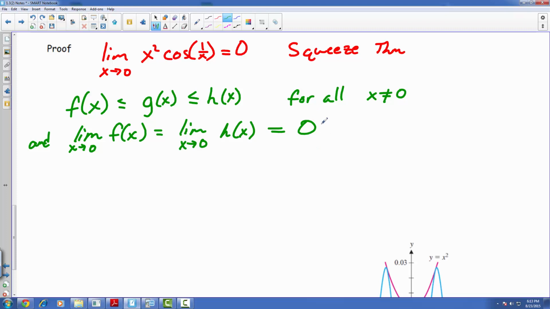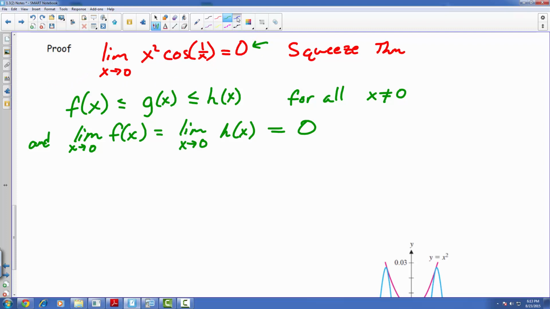Because again, we're trying to prove that because g of x is between these two functions, their limits are also exactly the same, 0, which again is what we are hoping it matches. Because it looks like from our graph that it is in fact 0.